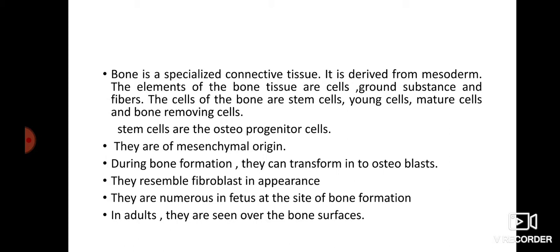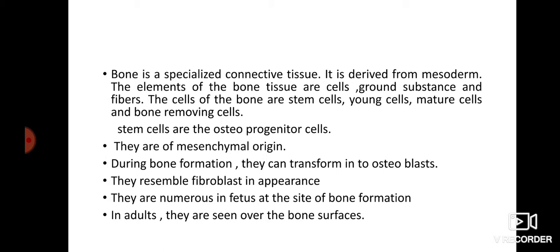The stem cells are called osteoprogenitor cells. Stem cells are basically mesenchyme cells. Whenever bone formation is needed, these mesenchyme stem cells are converted into osteoblast cells. Osteoblast cells are bone forming cells. Osteoclasts are bone removing cells. Then we have osteocytes also. Osteocytes are the matured bone cells.